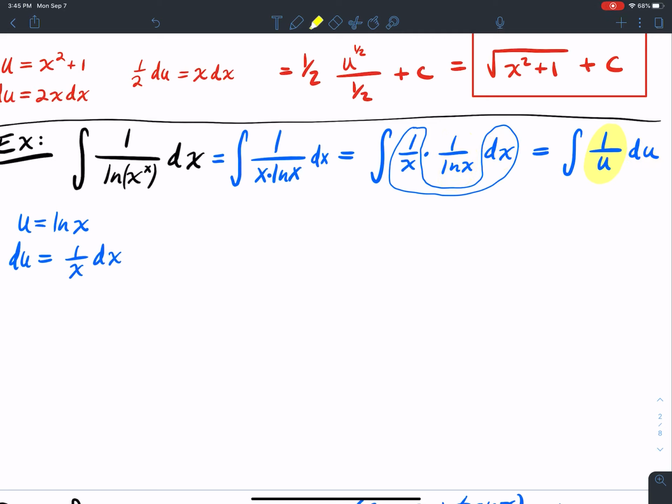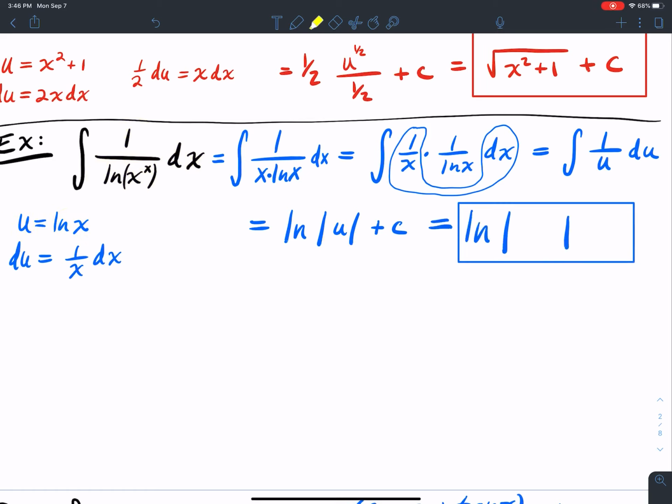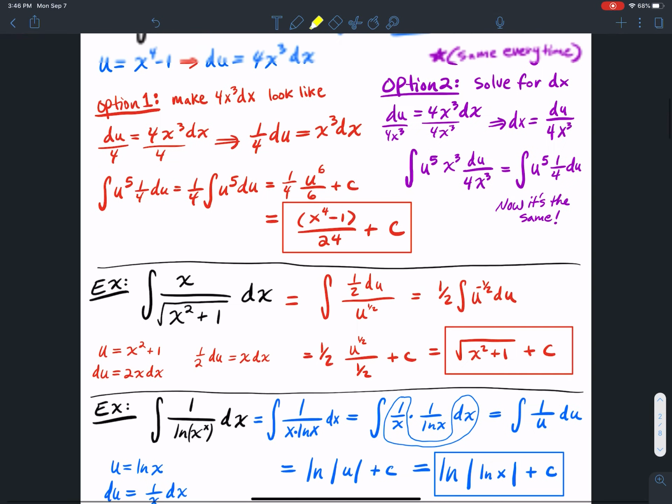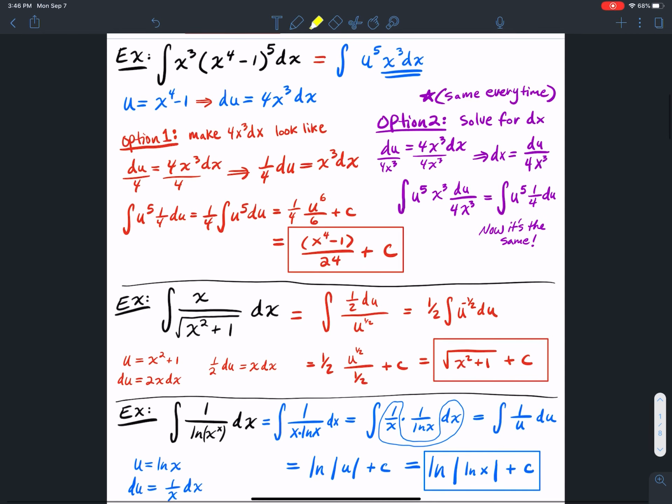All right, so now I need to integrate 1 over u du. Well, guess what? The integral of 1 over u is ln of the absolute value of u, pretty cool, plus c. But what does u equal? I need to put it back in terms of x. Since I started in terms of x, I need to finish in terms of x. So I replace u with ln x. So it's the ln of the absolute value of ln x, plus c. Interesting, right? So that, my friends, are 3 examples for u substitution right there for you.